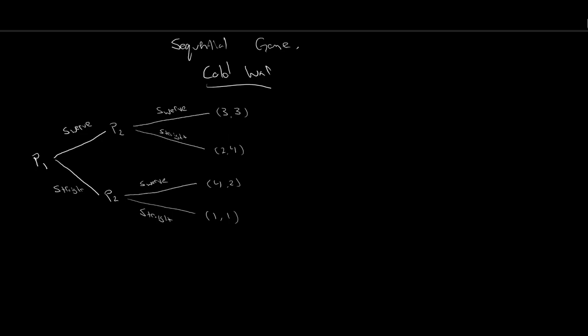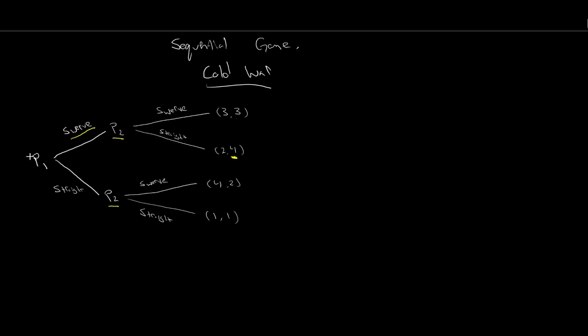So the way to identify this is to start off as player two and identify for each of player one's situations what their best response would be. So let's suppose that we know player one is going to swerve. If player one is going to swerve, should I swerve and get three? Or should I go straight and get four? Well, again, I want to maximize my payoffs. So in this case here, four would be my choice, right? So player two would go straight if player one swerves.